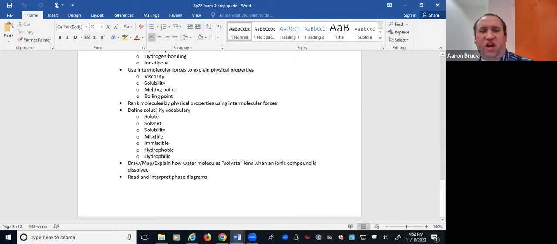And then just from a general solubility standpoint, what is a solute? What is a solvent? What happens when things dissolve in water? And how do we interpret those phase diagrams?